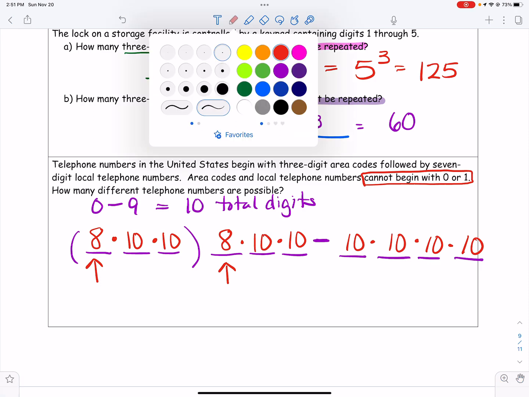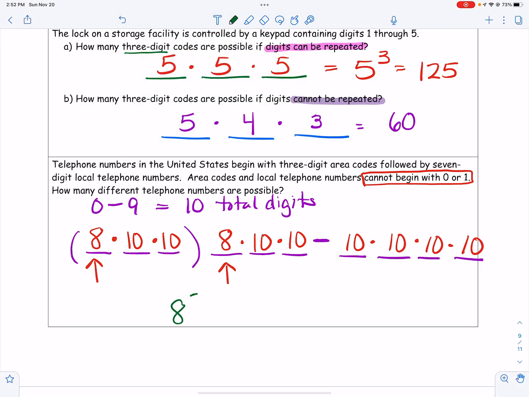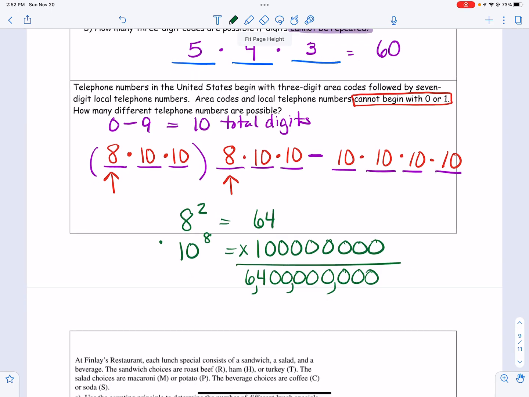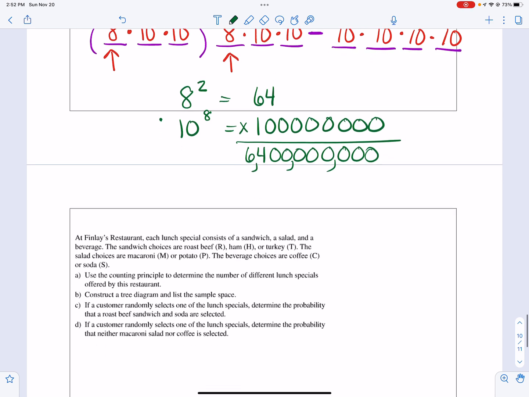So an easier way to write this, instead of having to multiply all of it out, is 8 to the second power, which is 64, and 10 to the 8th power, which means 1 followed by 8 zeros. And then when we multiply those together, I'm going to get 64 followed by 8 zeros. So that makes there are 6,400,000,000 different phone numbers that you can choose, okay?